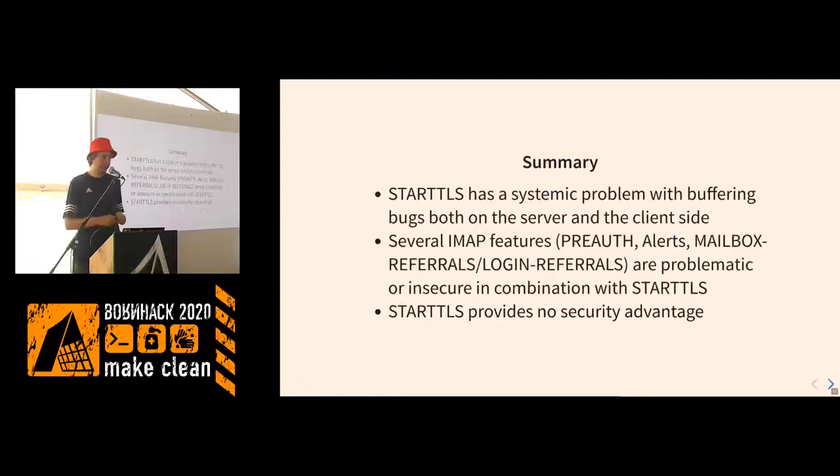So to summarize what we had until now, StarTLS has a systemic problem with buffering bugs, both on the server and the client sides, and these are very, very common. We have several features in IMAP that are problematic or outright insecure if we combine them with StarTLS. And also, StarTLS doesn't really have any security advantage if we use normal implicit TLS, that is, it has all the security benefits without these downsides.